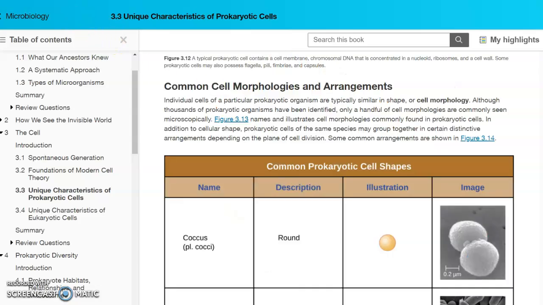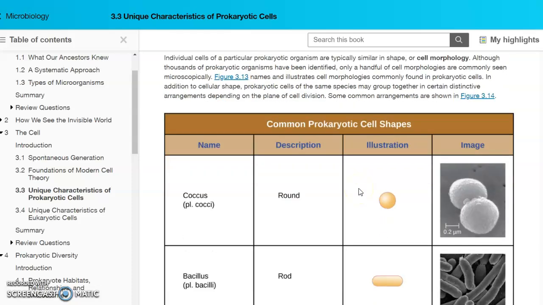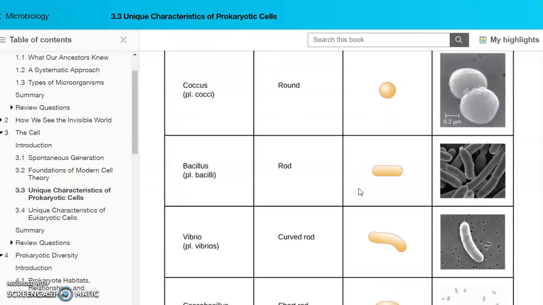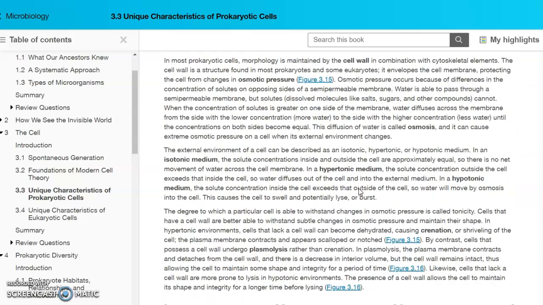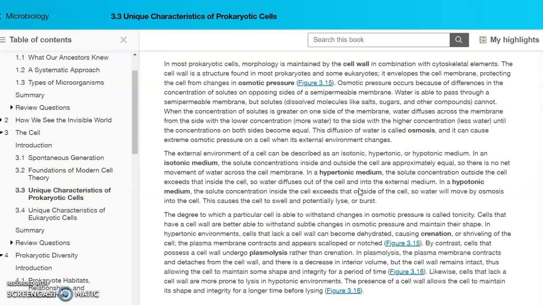In my video for Lab 3, I talked about cell morphologies and different cell arrangements. So I'm going to skip through this section of the textbook, but just know that it's here if you need to go back and review that. So a little bit about the cell wall.